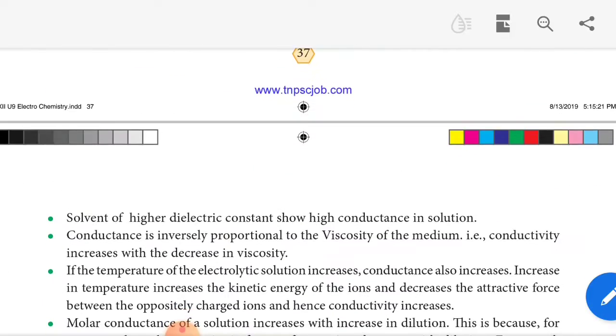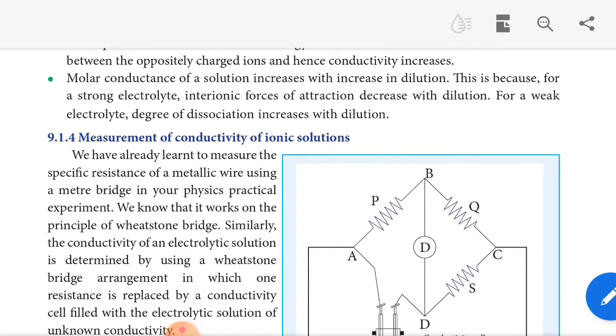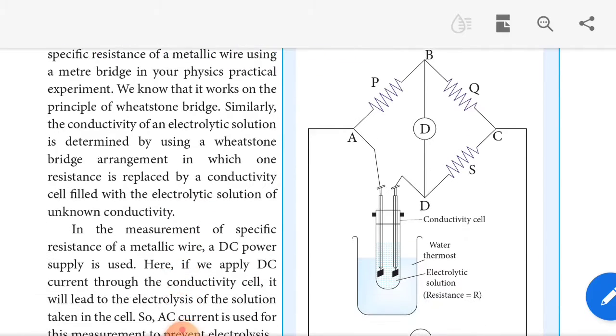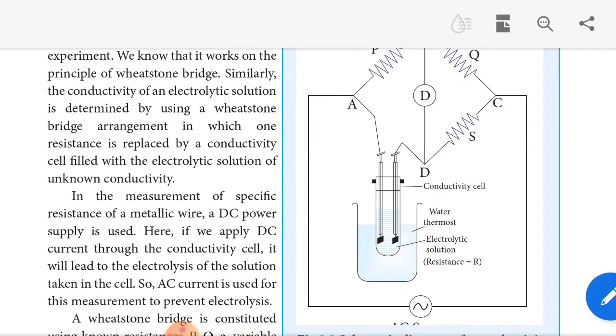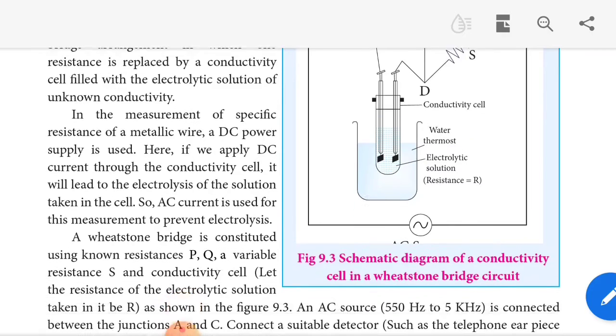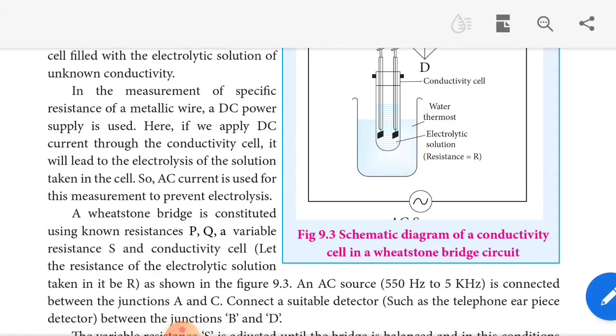The next question is measurement of conductivity of an ionic solution. It may be asked using the Wheatstone bridge circuit. So what is the Wheatstone bridge principle? The conductivity of an electrolytic solution is determined using the Wheatstone bridge arrangement, in which one resistance is replaced by a conductivity cell filled with electrolytic solution of unknown conductivity. The specific resistance of a metallic wire is used. If a DC power supply is used, passing DC current through the conductivity cell will lead to electrolysis of the solution taken in the cell.